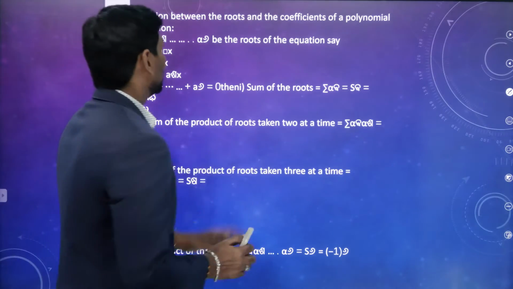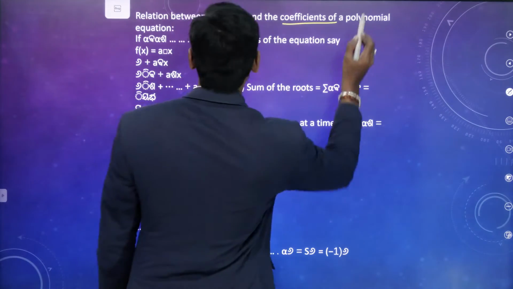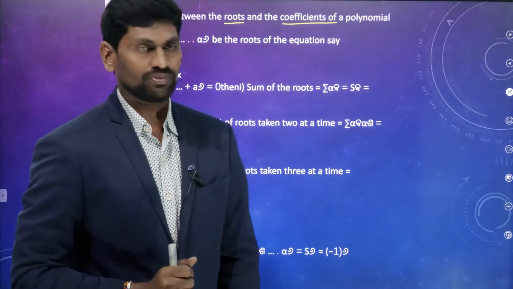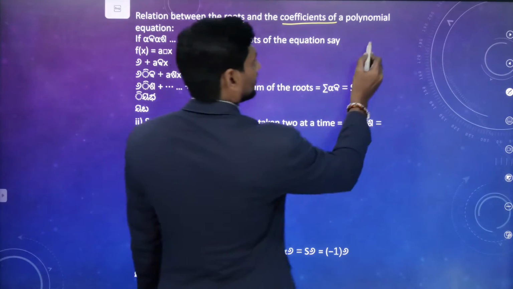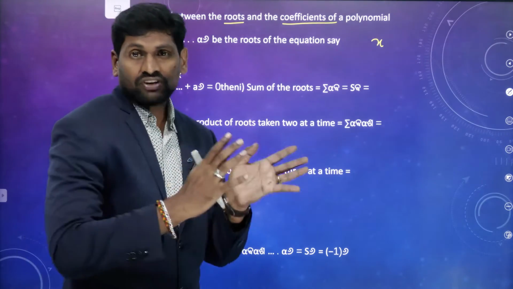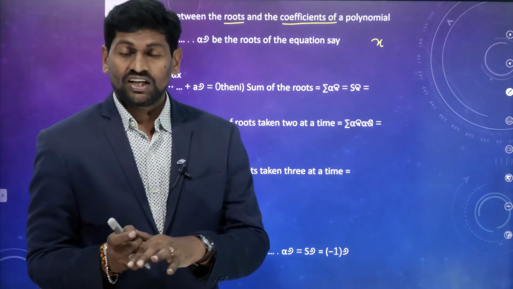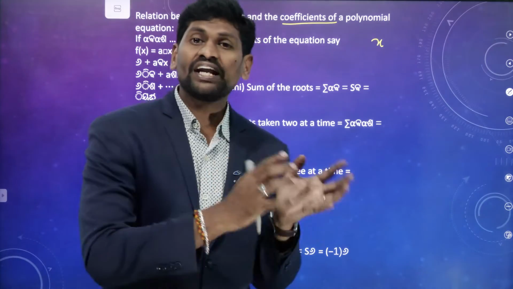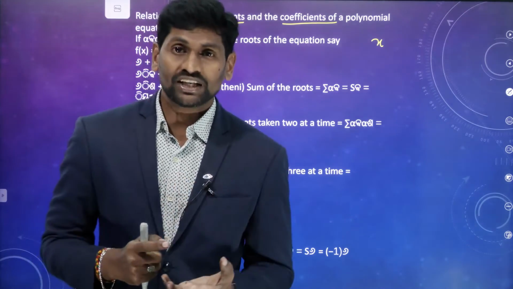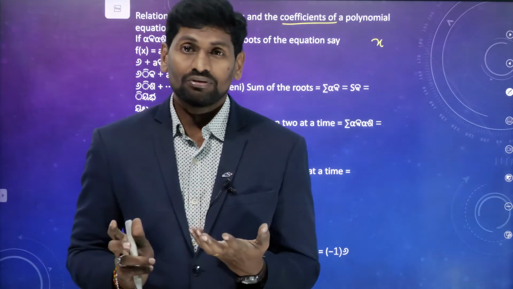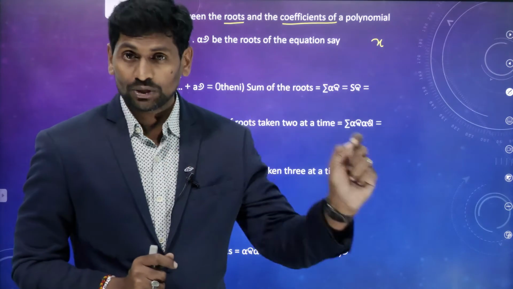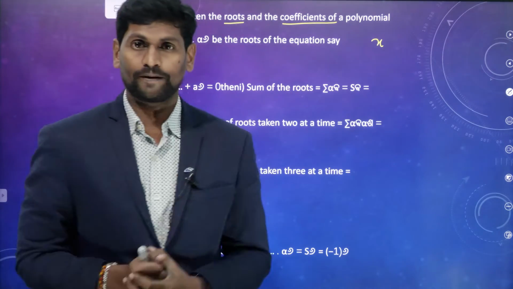The relation between the roots and coefficients of a polynomial. Here we need to check polynomials of degree 2, degree 3, degree 4. That means different polynomials have different types of roots. According to its degree, we can identify the number of roots. For example, a degree 4 polynomial gives 4 roots. A degree 5 polynomial gives 5 roots. An nth degree polynomial gives n roots or n solutions.